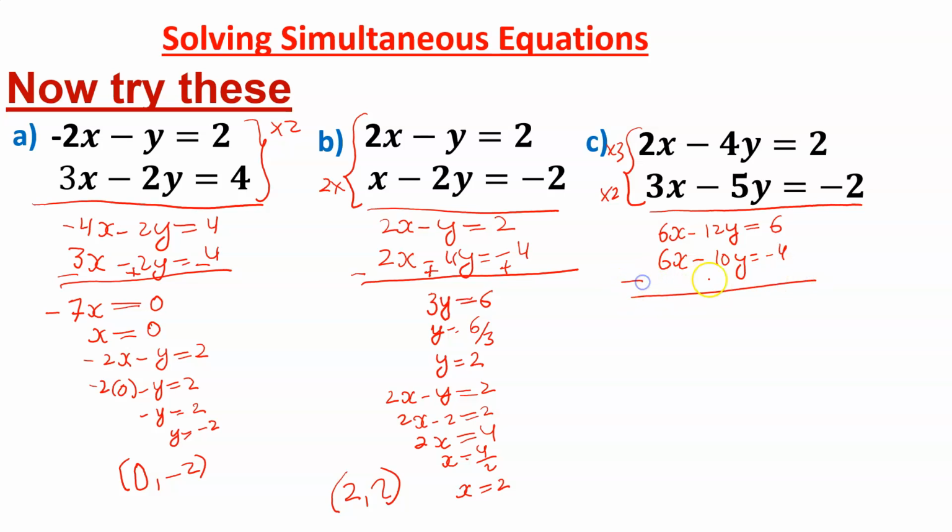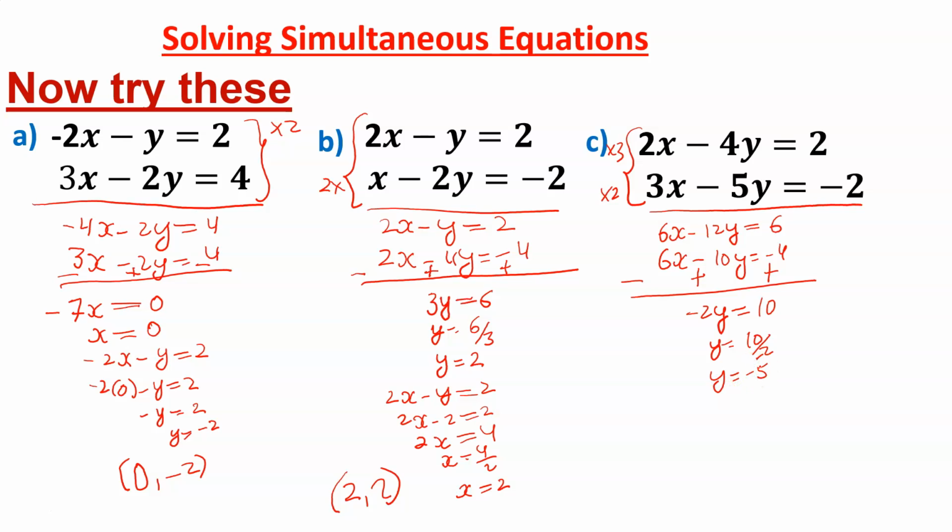Take away, so multiply it by minus, where plus becomes minus and the minuses become plus because you are multiplying by minus. 6x take away 6x, that's 0. Minus 12y plus 10y gives you minus 2y. And here you get 10. Finally, your y is 10 divided by minus 2, and y is minus 5.